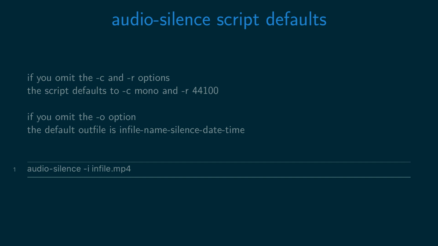If you omit the -c and -r options, the script defaults to -c mono and -r 44100. If you omit the -o option for the out file name, the default out file name will be the infile name -silence -date and time.